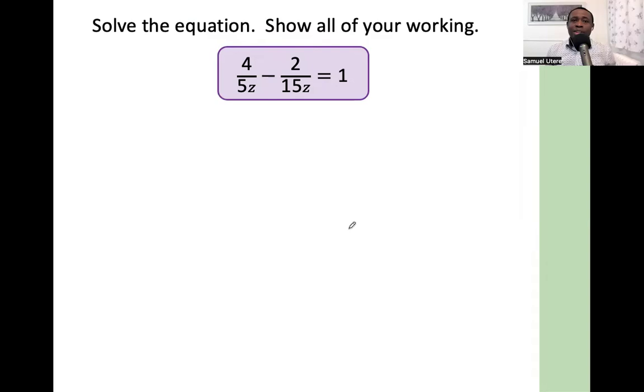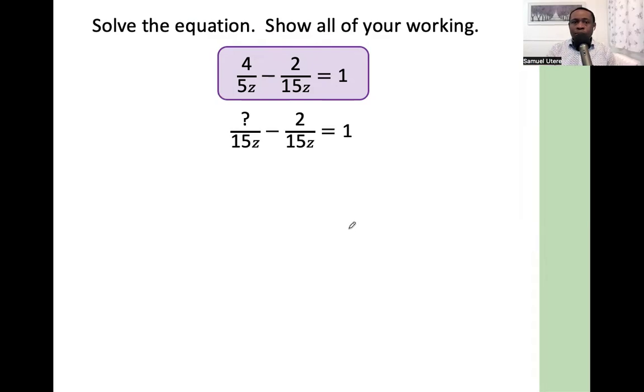Okay, here is one that could look a bit challenging, but it really isn't. We're going to do the same thing. So we have to solve the left-hand side. Solving means we need to find the value of z. So I'll show you two ways of thinking about this.